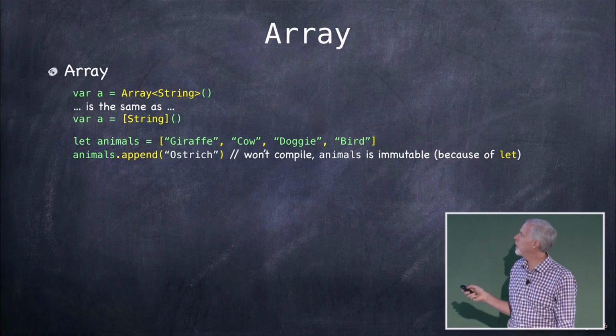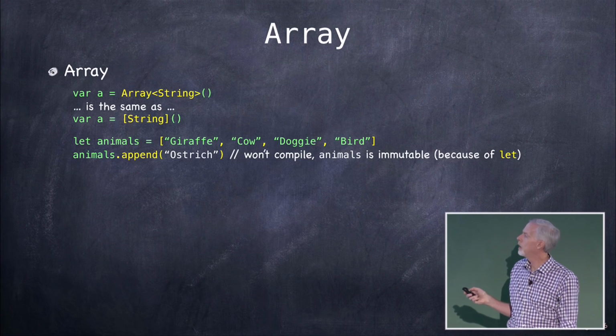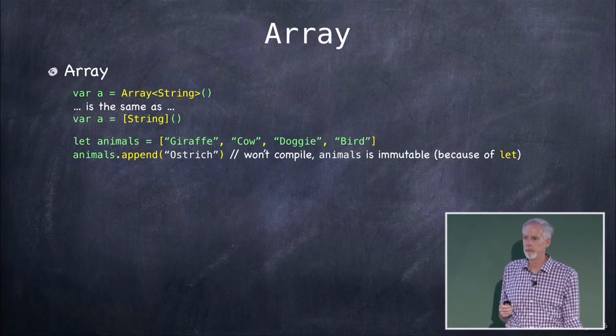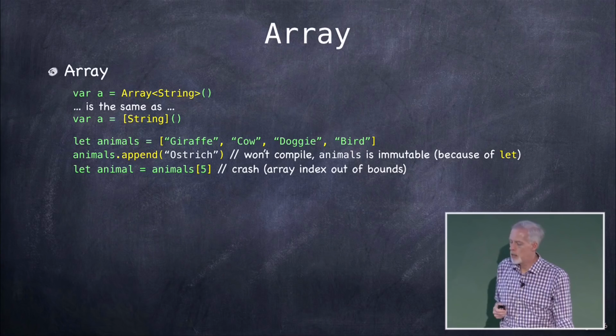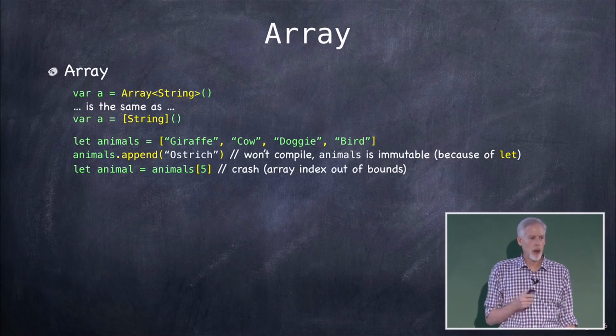That's because animals is let. It's a constant. So this is a constant array. It cannot be modified. If I put var right here, no problem. It would work. Okay? Now, if I say let animal equal animal sub 5, that's going to crash my program.